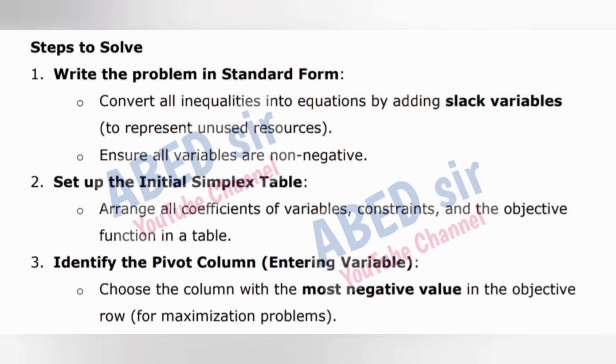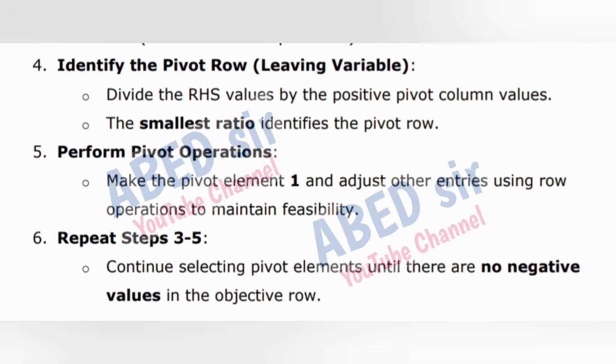3. Identify the pivot column, the entering variable. Choose the column with the most negative value in the objective row for maximization problems. 4. Identify the pivot row, the leaving variable. Divide the RHS values by the positive pivot column values. The smallest ratio identifies the pivot row.